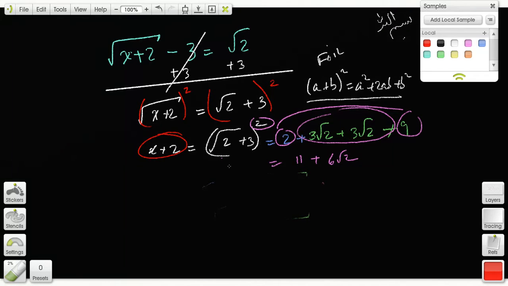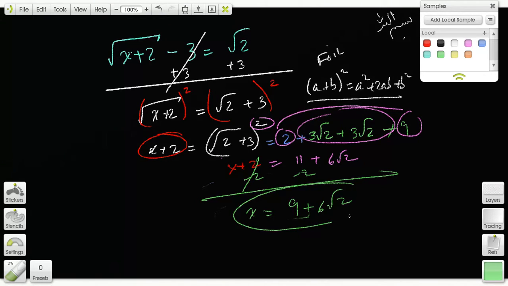This is over here. So it's x plus 2 equals all of that. You get it? So now we have to subtract 2 from both sides. And like this, this is gone. So x equals 9 plus 6 square root of 2. Does that make sense? Yes?